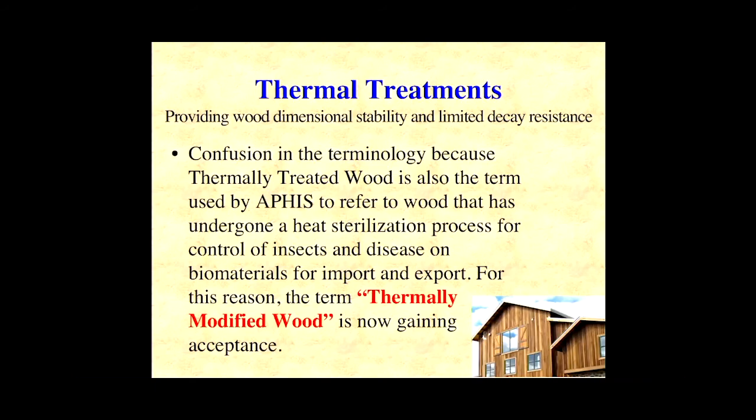There's one non-chemical treatment that I thought I would mention because it's starting to come online, and these are thermal treatments. There's a little bit of confusion in the terminology because the Plant Protection Service, APHIS, also uses this term, thermally treated wood, but that's a heat sterilization process when you're doing import and export. The industry has tended to call this now thermally modified wood as the non-chemical protection.